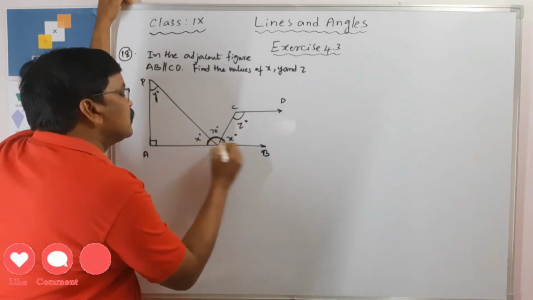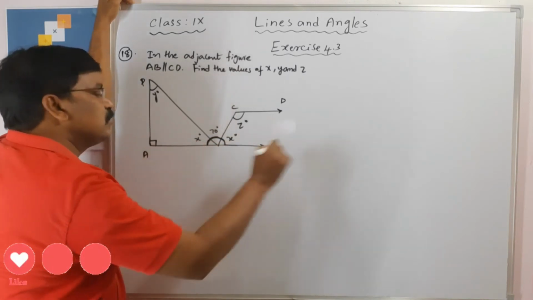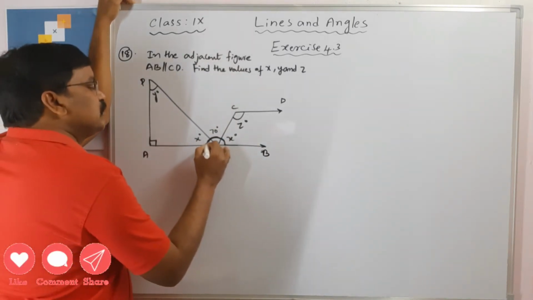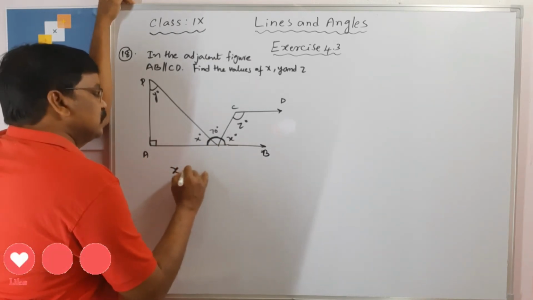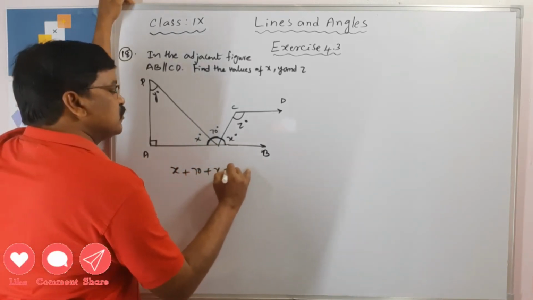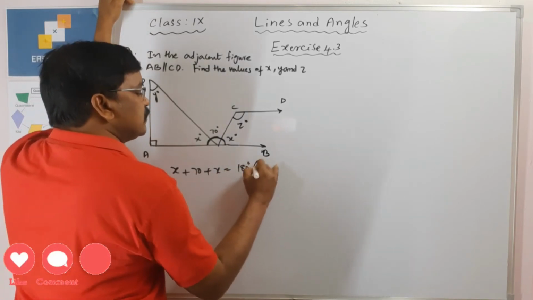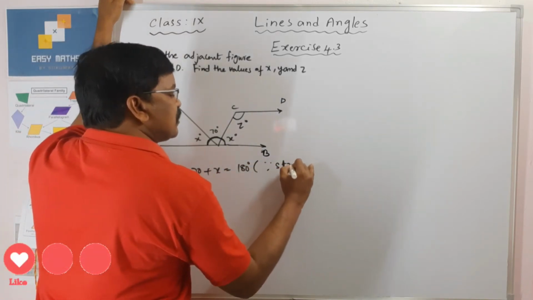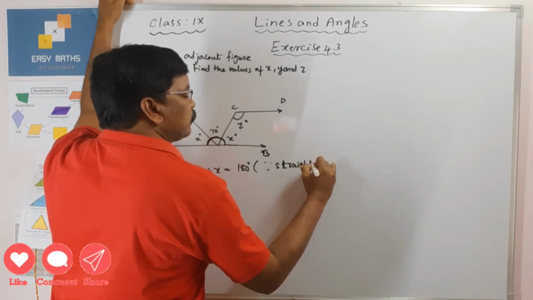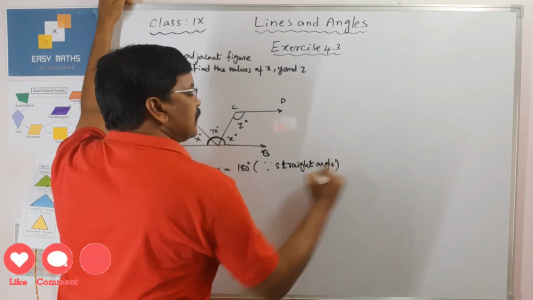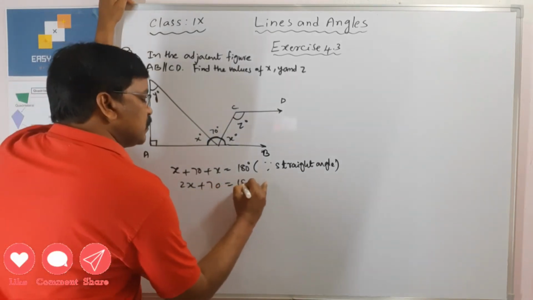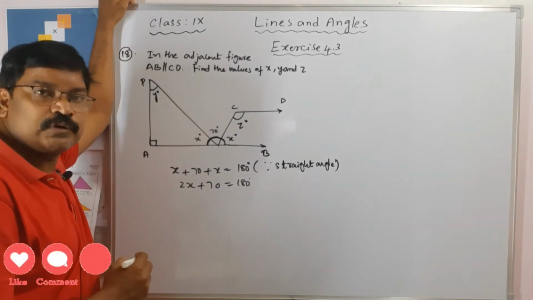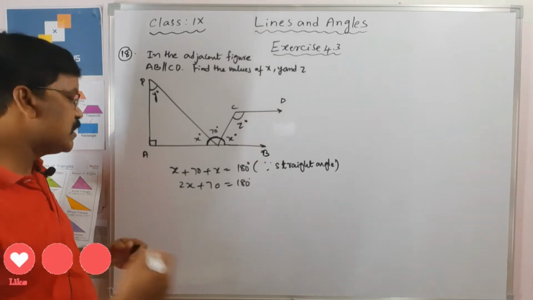It is a what? Straight line. This AB is a straight line. So here the sum of these three angles is 180 degrees. Let us start with x plus 70 plus x is equal to 180 degrees, since it is a straight angle. So this is 2x plus 70 is equal to 180 degrees.